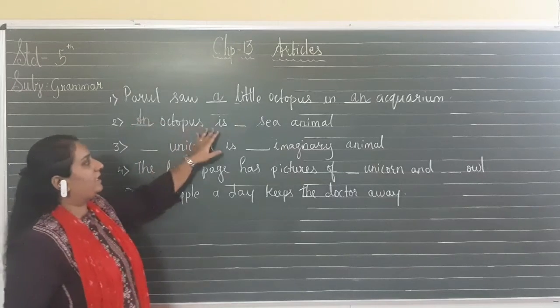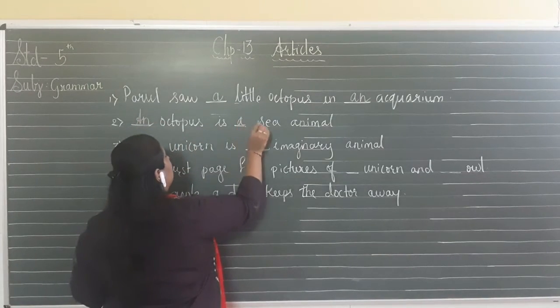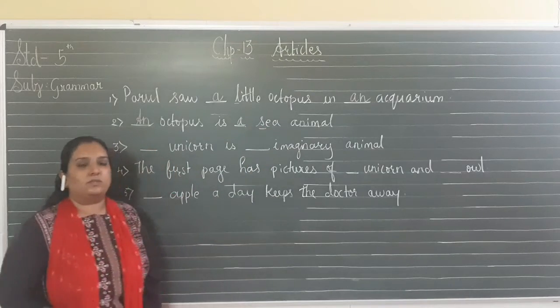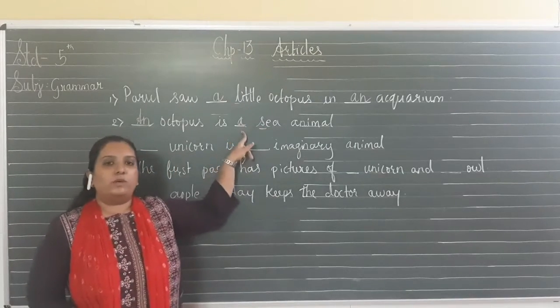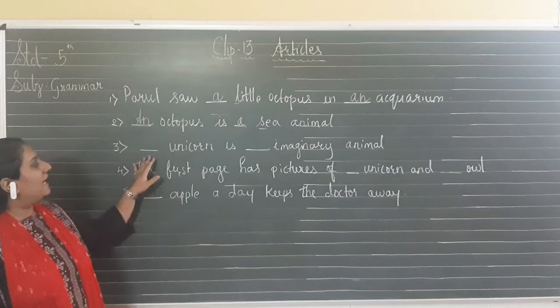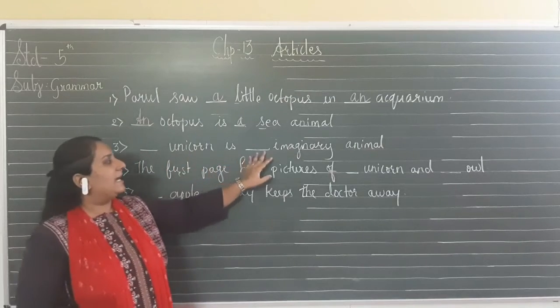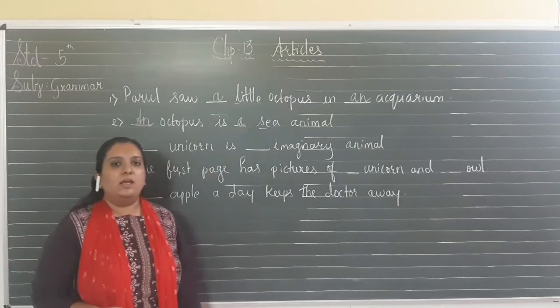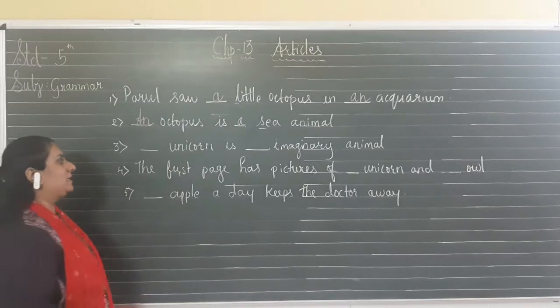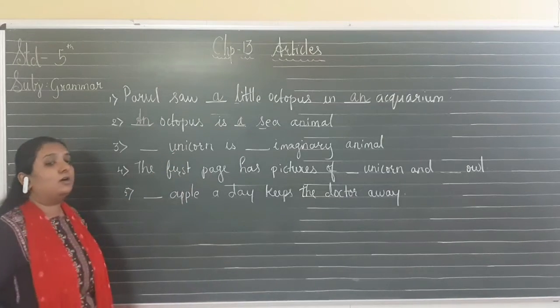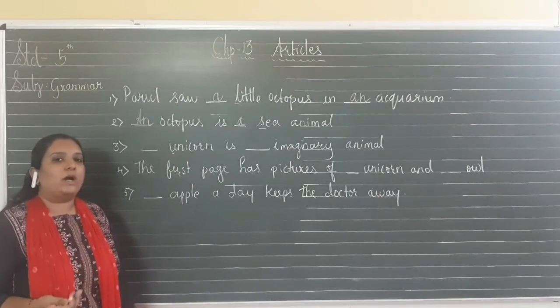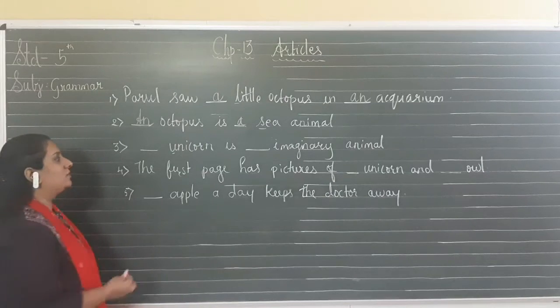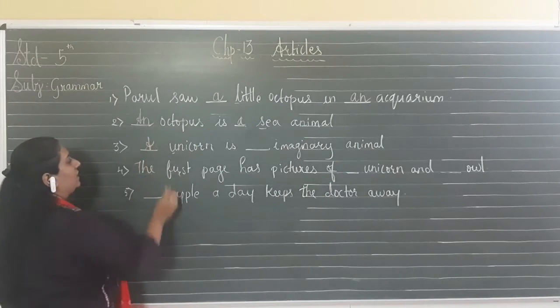An octopus is a sea animal. Sea starts with a consonant sound, so we use article A over here. Third, dash unicorn is dash imaginary animal. Now here, U is a vowel, but we are getting a consonant sound, the Y-O-U sound. So we will use article A over here.